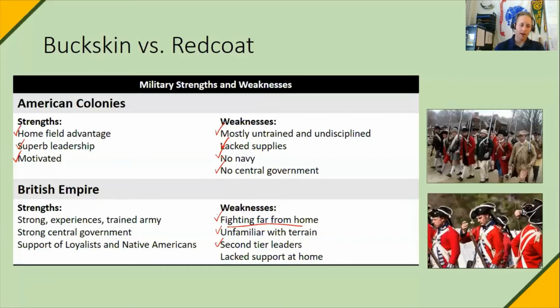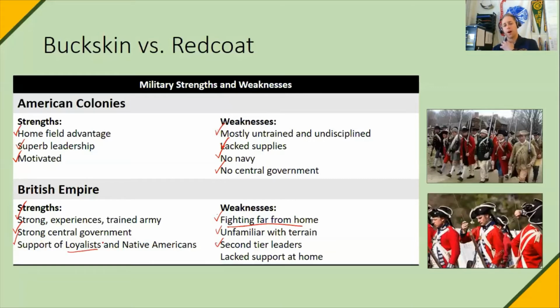For the British Empire, they have a strong, experienced, and trained army. These are the guys that just beat the French during the French and Indian War, so they kind of know what they're doing. The British also have a strong central government, so they're able to provide funding and guidance for the generals waging the war. They also have the support of loyalists and Native Americans. Something I want to bring to your attention here are the loyalists.